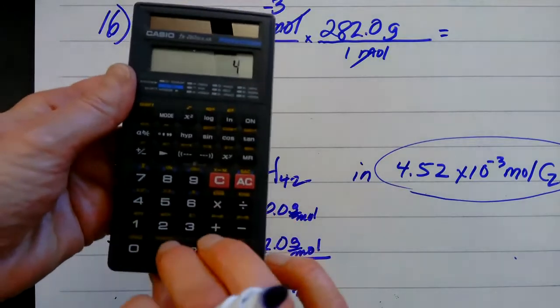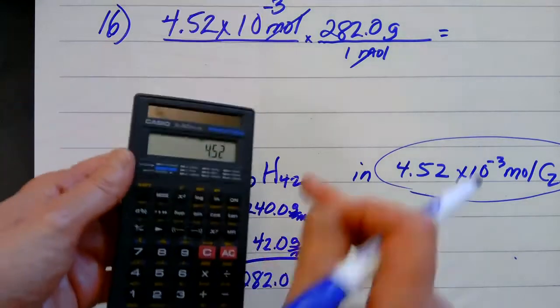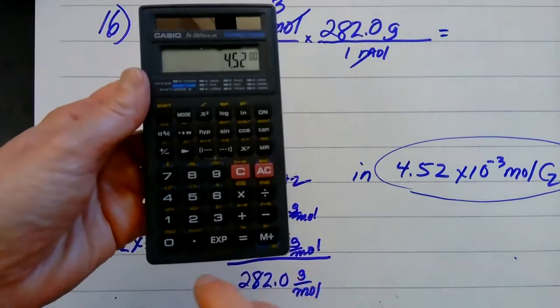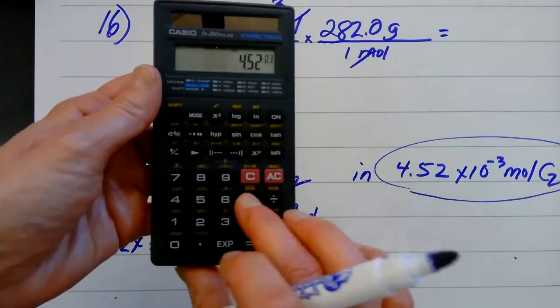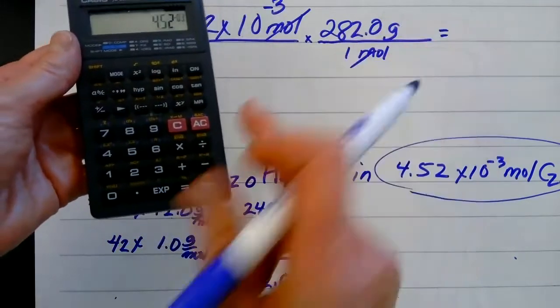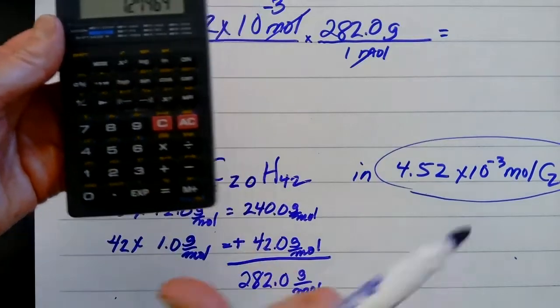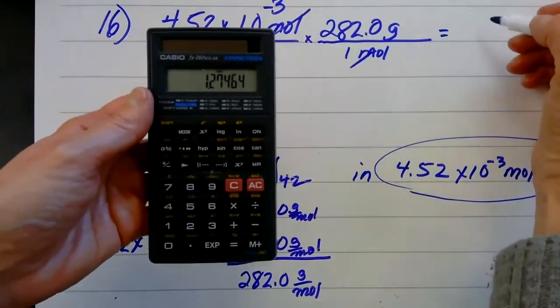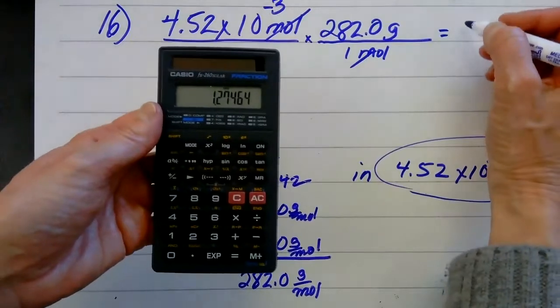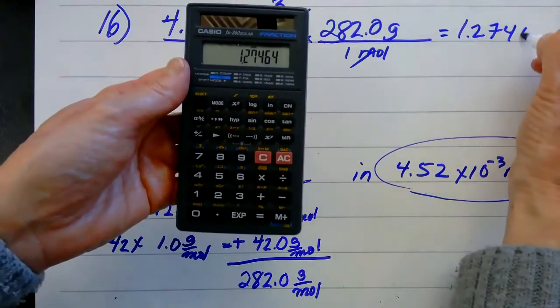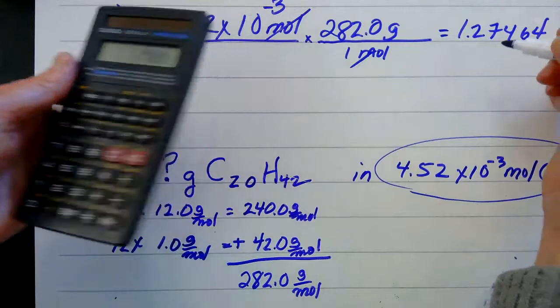Then we plug those values into our calculator. Remember, 4.52, if we want to take that to the -3rd, we use EXP, not times 10, and then -3 times 282.0 equals. And I get a value with lots and lots of sig figs. So I'm going to write that value down. And then we'll adjust for sig figs.